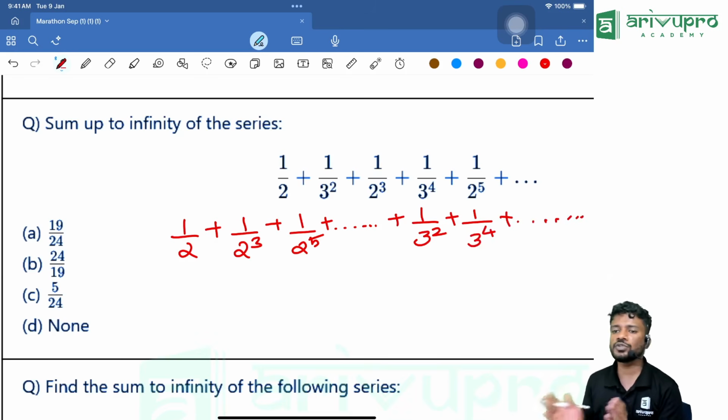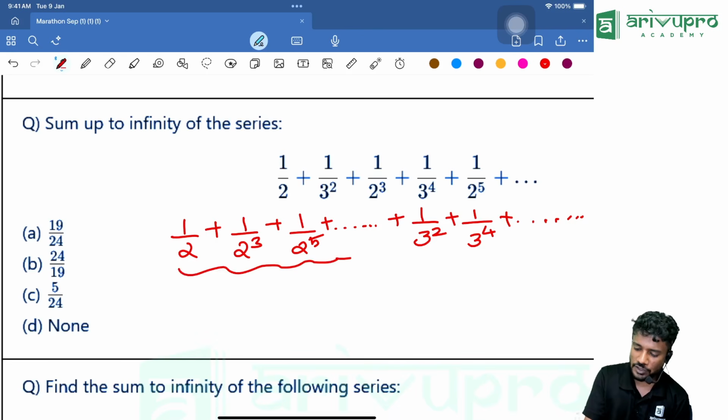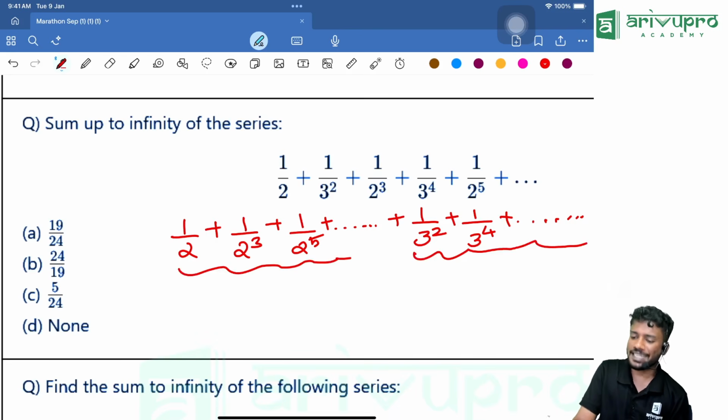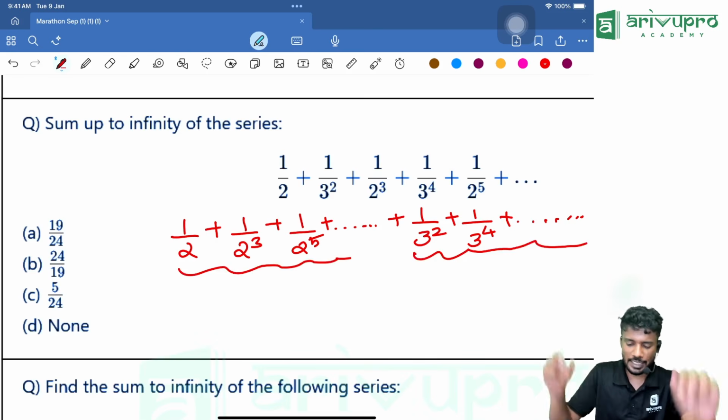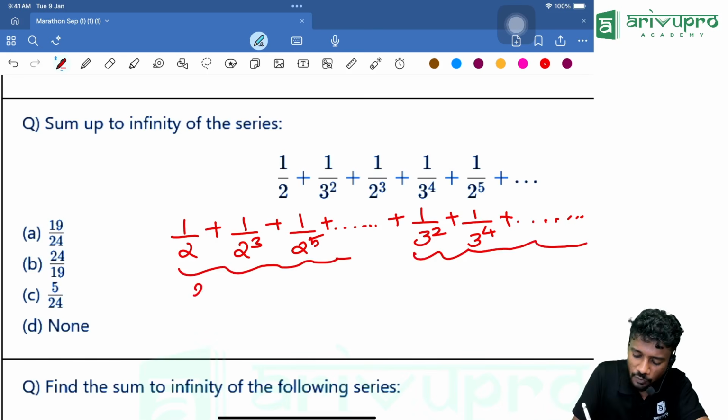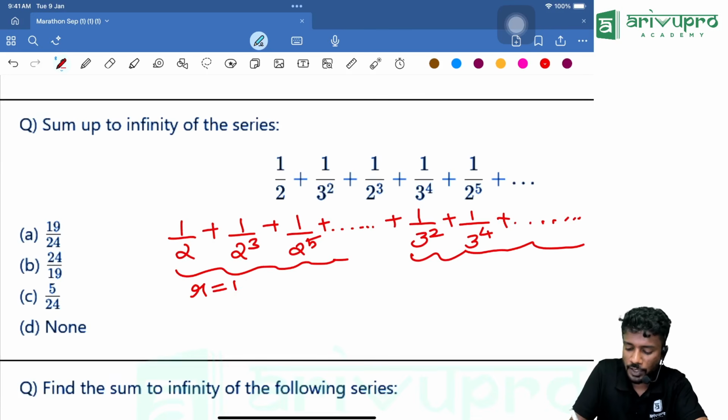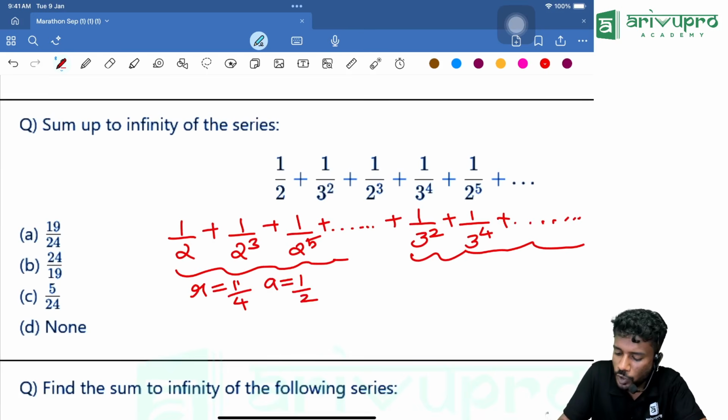Now there are two GPs actually. We need to find S infinity of the first one and S infinity of the second one. Add both, you will get the answer. Now you tell me what is the R value in the first one. 1 by 2 square, that is 1 by 4. A value is how much? 1 by 2. In the second one, what is A value now? 1 by 3 square, that is 1 by 9. Then what is the R value? That is also 1 by 3 square, that is 1 by 9.